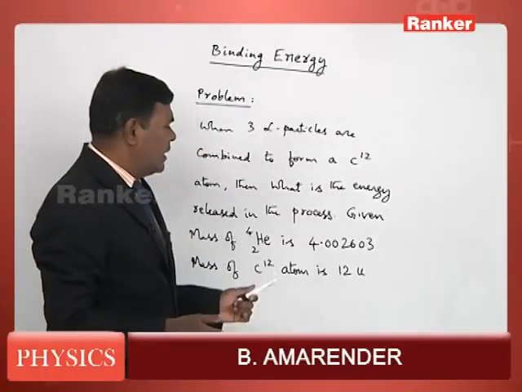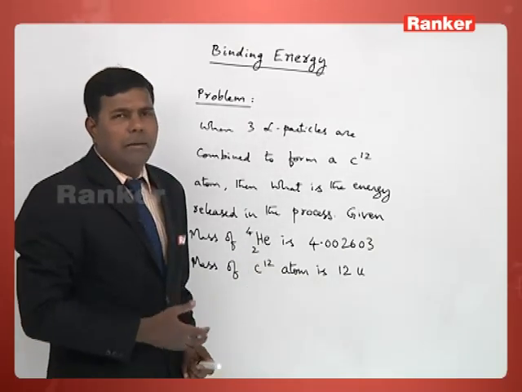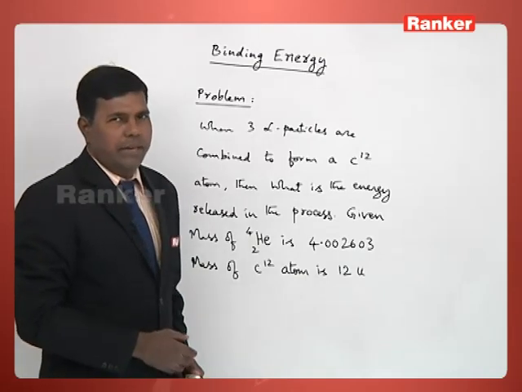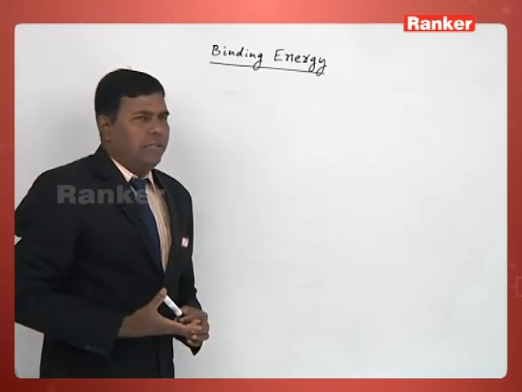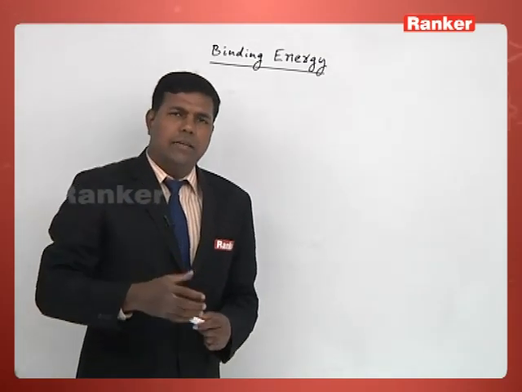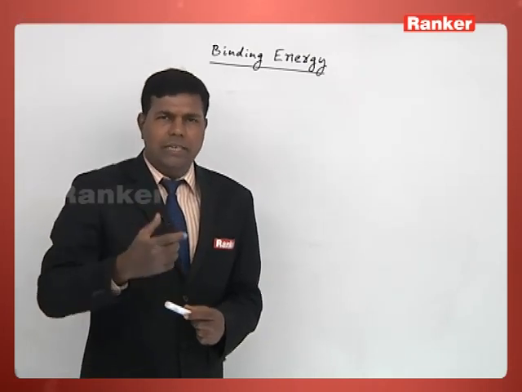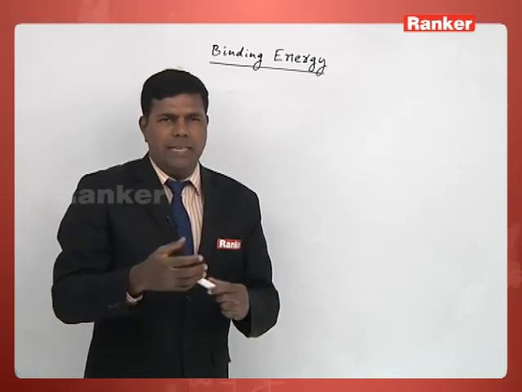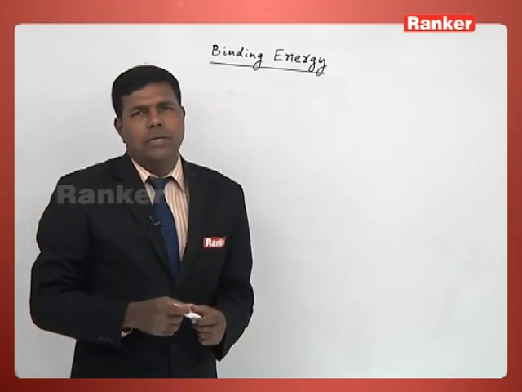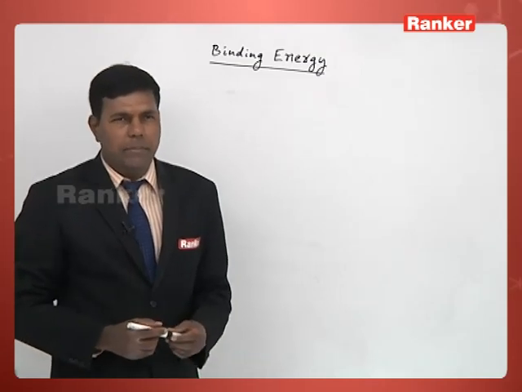Okay, given the mass of helium nucleus, that is alpha particle, and also the C12 atom mass is given in the problem. Now we will see the solution part of it. First of all, we will find the total mass of 3 alpha particles, and then we will find the mass of C12 atom. We will take the difference between them, that is the mass defect, and multiply it with c square, that will give you the energy released in the process according to the E equals mc square principle.